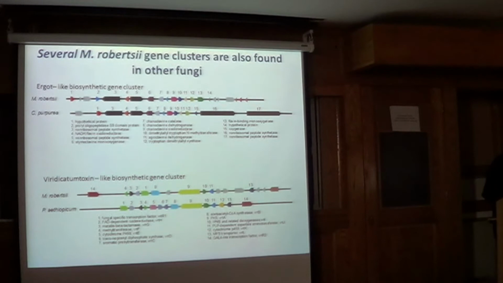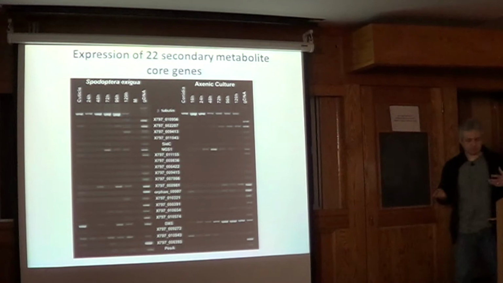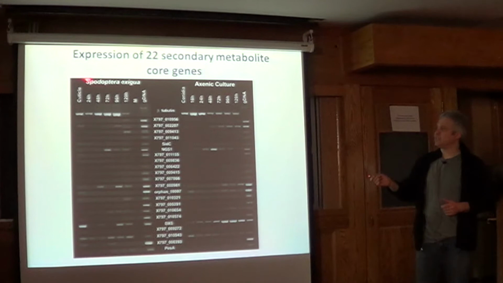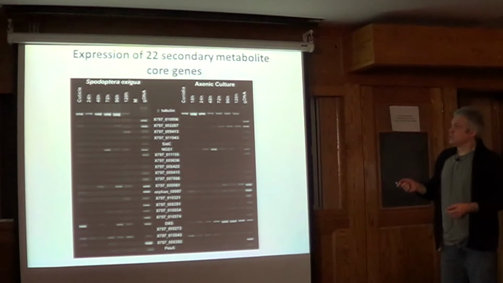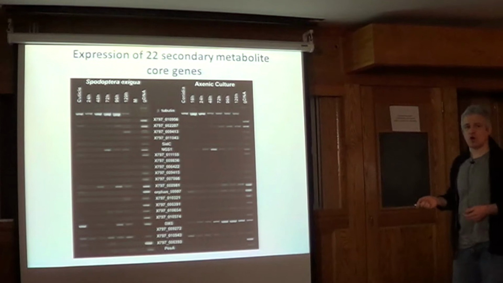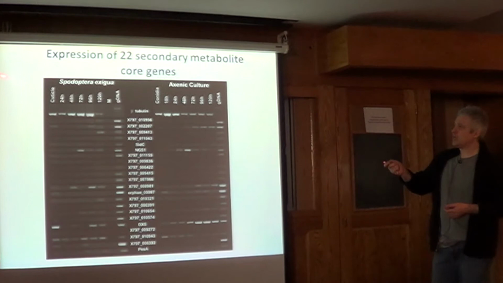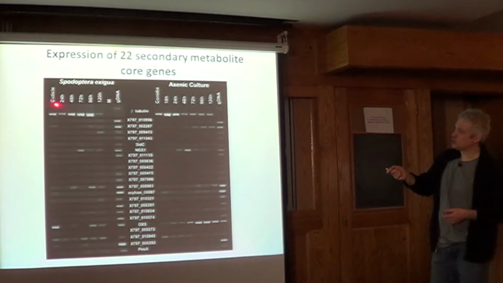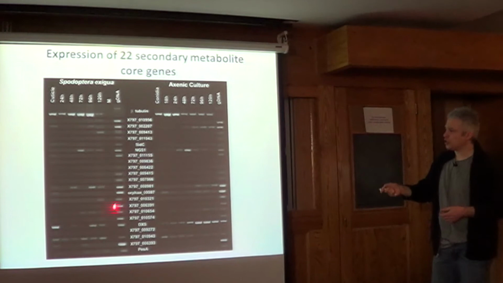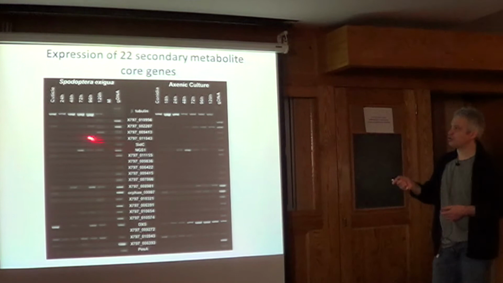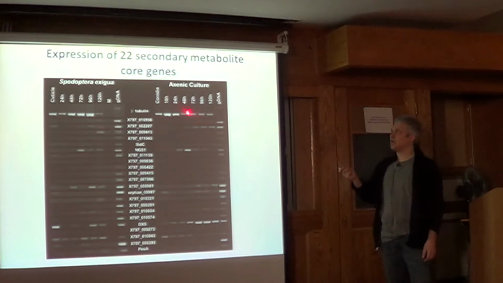So, if you compare the expression of many of these secondary metabolite genes in vitro and in vivo, you can hardly spot a difference. So this is a time course of the expression of the vast majority of NRPS and PKS-NRPS hybrids in Spodoptera exigua, that is an insect. The time course is between 24 hours after infection and 120 hours. This is the not inoculated control, the not inoculated insect. This is the DNA control, just to see if the PCR works. This is on cuticle. And here is in axenic culture and in conidia.